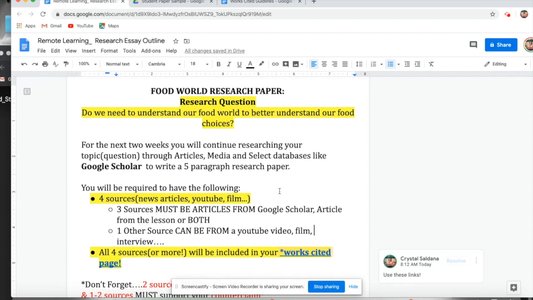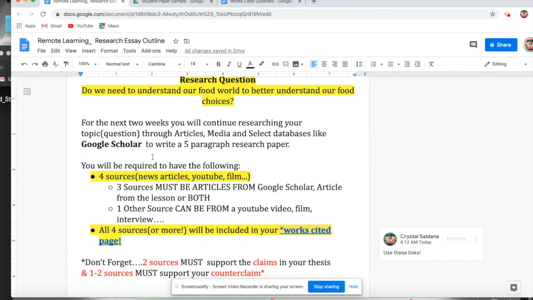Okay, so here's what the writing situation is for your research paper. You're going to be answering the question: do we need to understand our food world to better understand our food choices? I'm not going to go through all the directions because that is what I'm requiring you to do. But I want to let you know the key things.